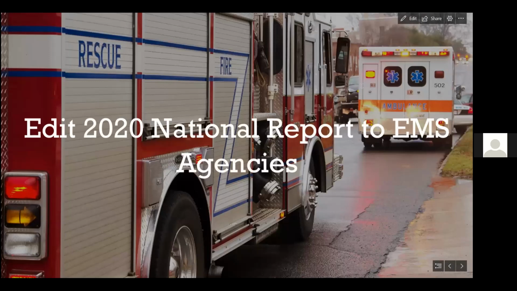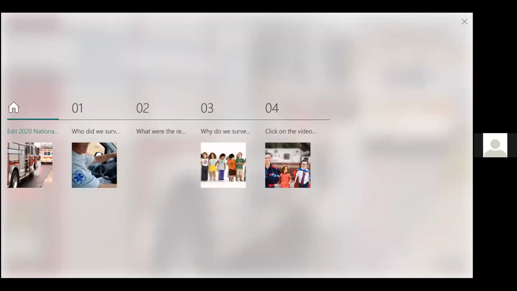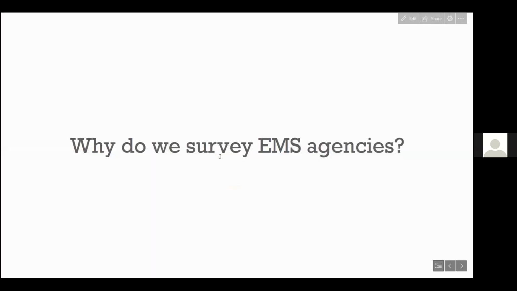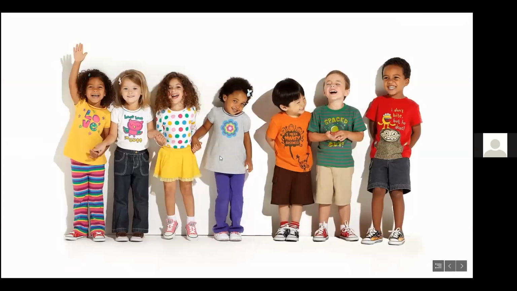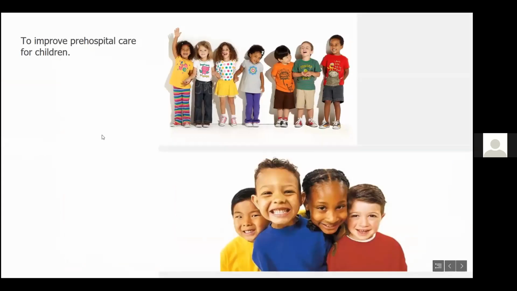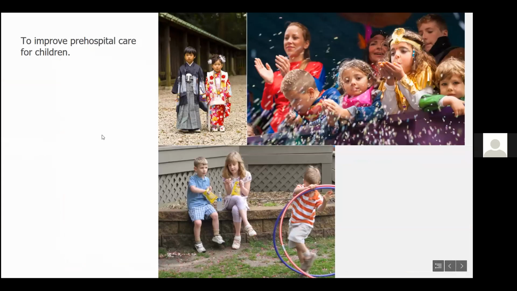Now, for the sake of efficiency, I'm going to use this little button here that helps me navigate a different section. It's kind of like a table of contents. So I'm going to select number 3, which is where our cards are stored. So we have the Why Do We Survey EMS Agencies, which is our header card. We have the text to the left. And if I keep clicking, we have the other 3 pictures. So that's the automatic.